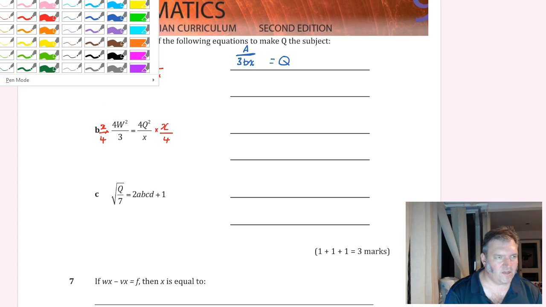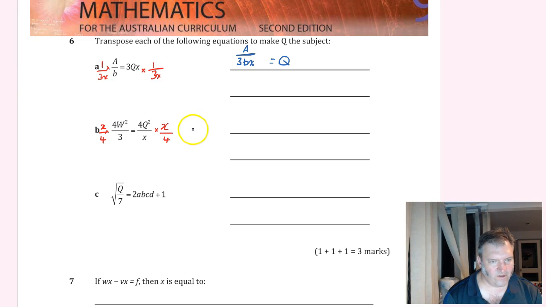Oh, and you can see there's going to be a 4 cancelling over that side too. What does that give me? Well, that 4 and that 4 are going to cancel. So I've got x times w squared. W, I'm pretty sure, comes just before x. I'm going to write w squared x over 1 times 3 is 3. And on the right hand side, I have q squared.